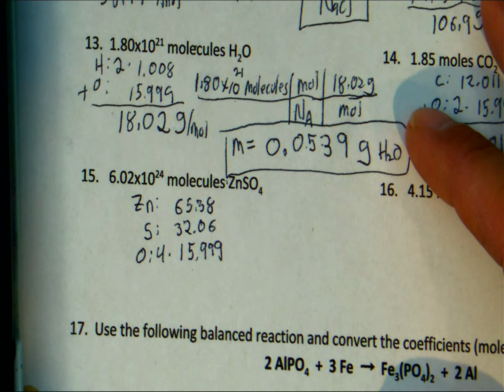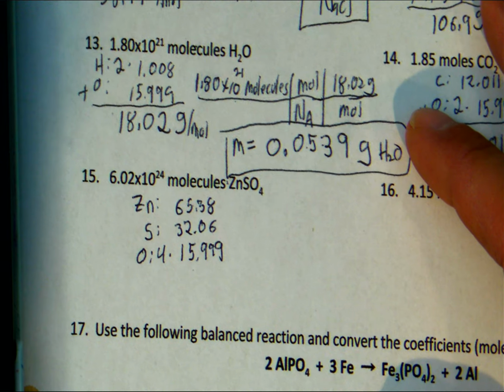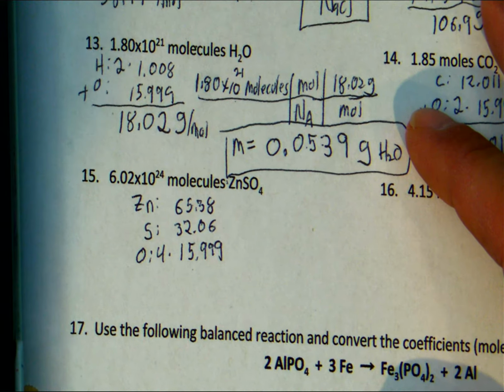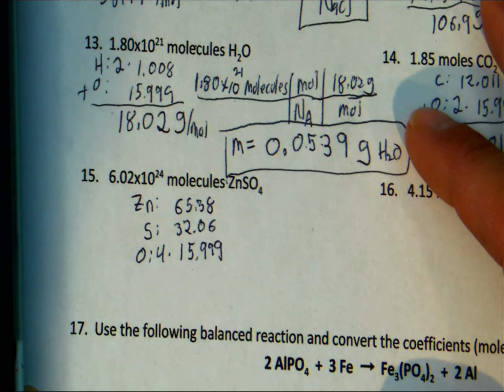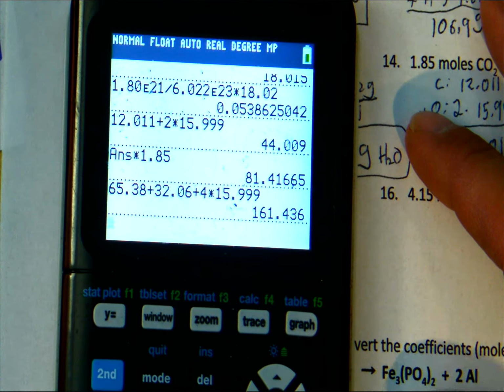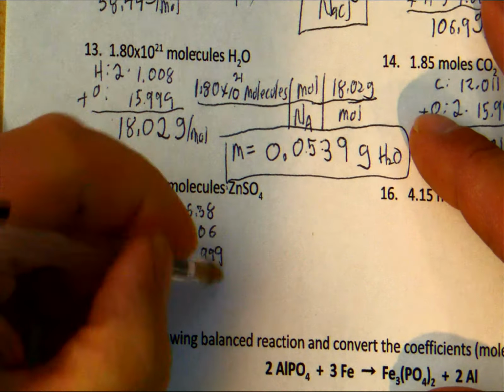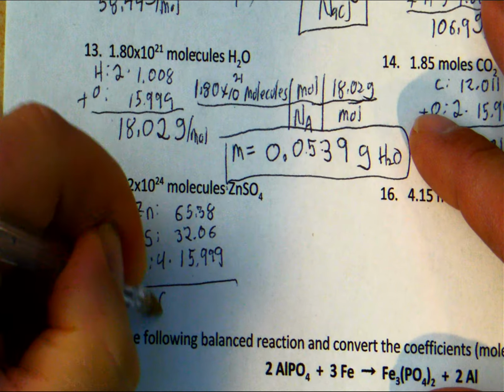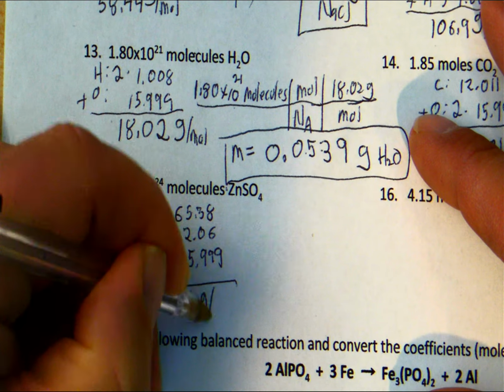So 65.38 plus 32.06 plus 4 times 15.999, enter, and I get 161.4 grams per mole.